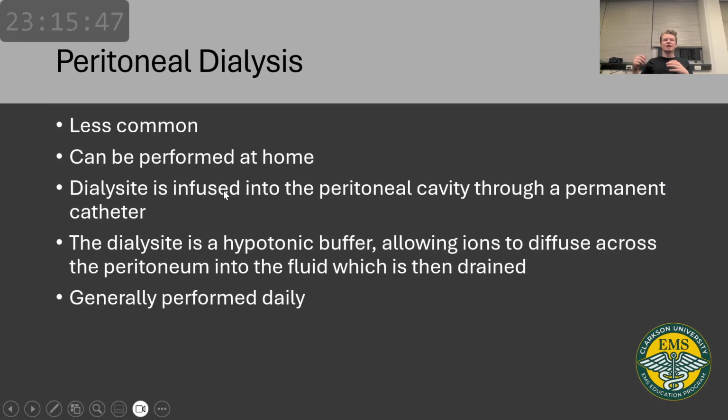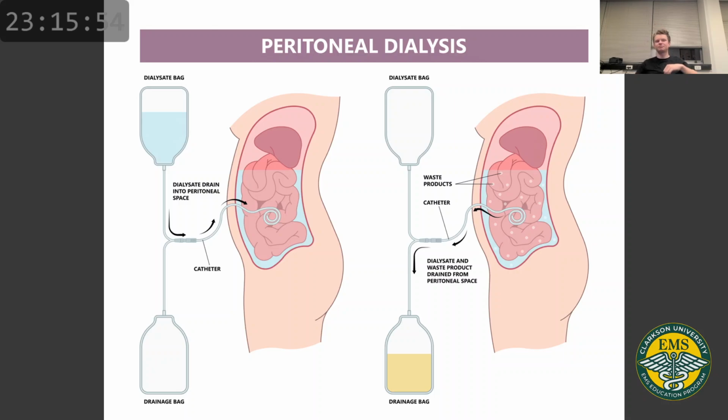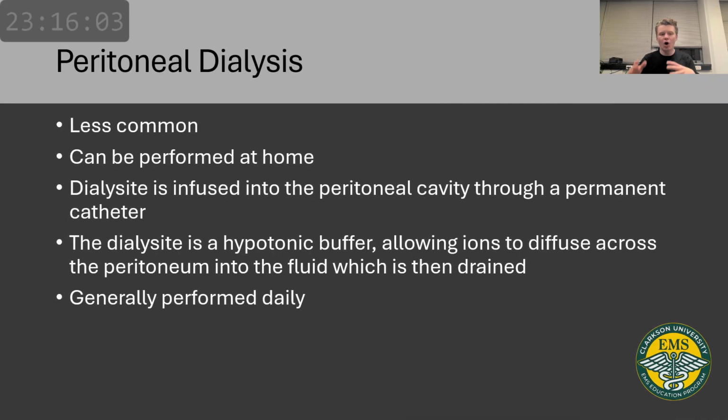And what happens is you take your big bag of dialysate, which is essentially the same fluid that we use in hemodialysis, and you hang it high up in the air, and all that dialysate will flow down and fill up the abdomen, and all those waste products and everything can diffuse across the membranes within the peritoneum and have the same basic process as hemodialysis.